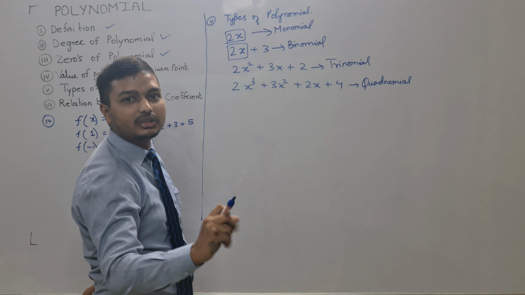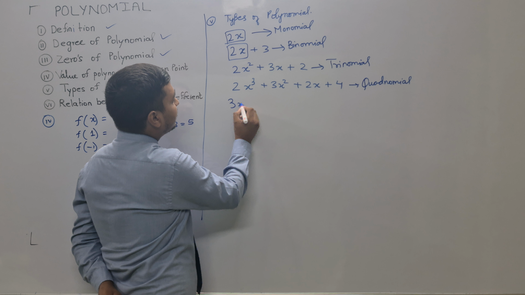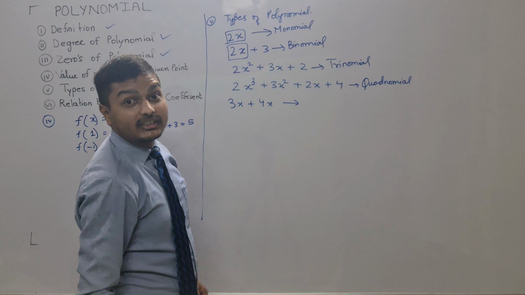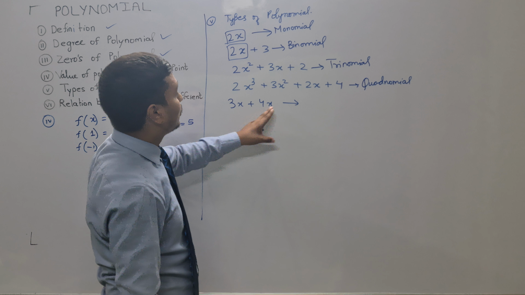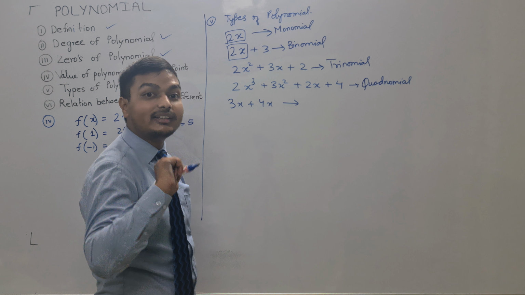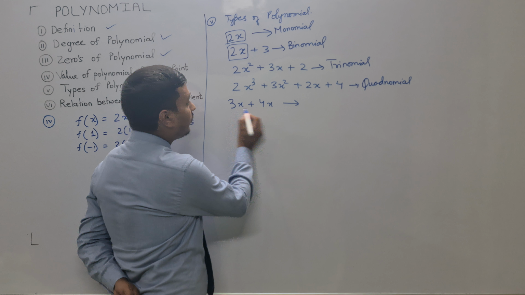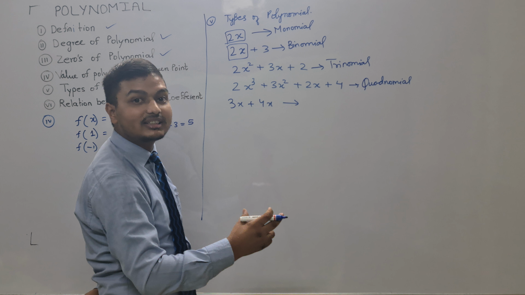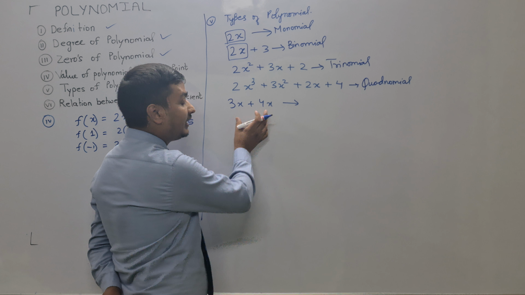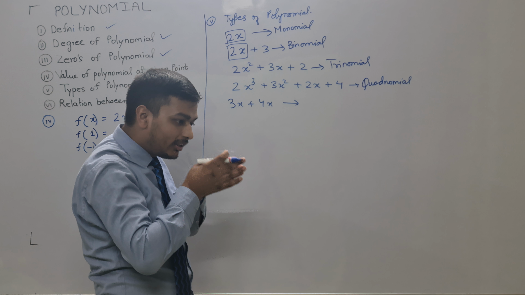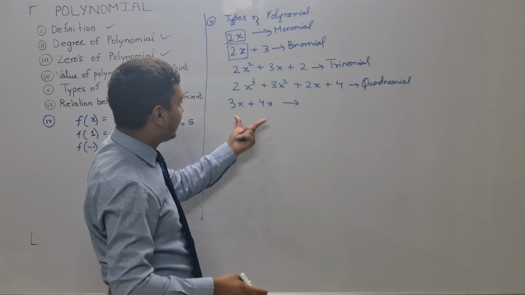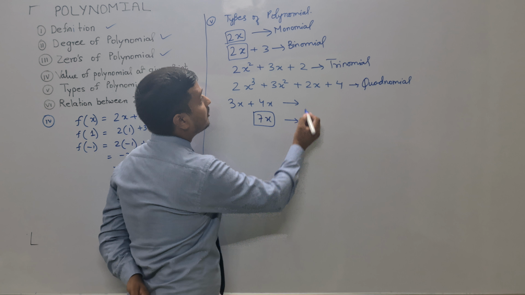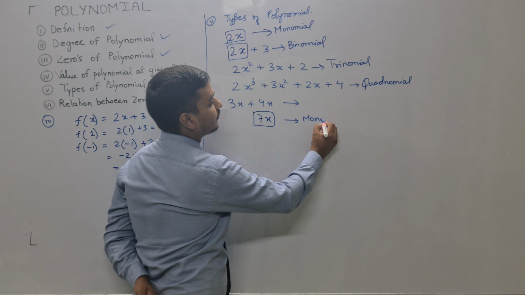Now there will be a tricky question. Can you tell me what is the answer? 3x plus 4x. A student will think that here are 2 terms, so I can directly say it's a binomial. No dear, that answer is wrong. Let me tell you, 4 plus 3 I can solve. I told you, you should represent the minimum final answer, the simplified one. Here I can solve: 3x plus 4x, what is the answer? 7x. How many terms did I get? 1 term. So my answer will be monomial.